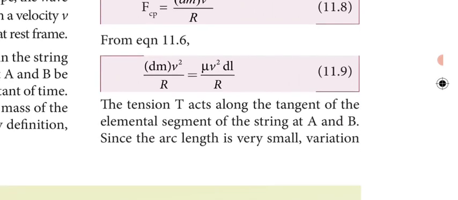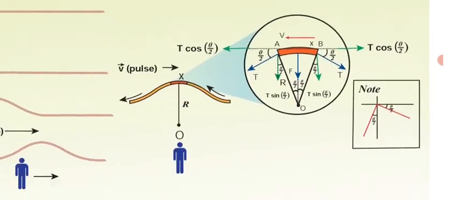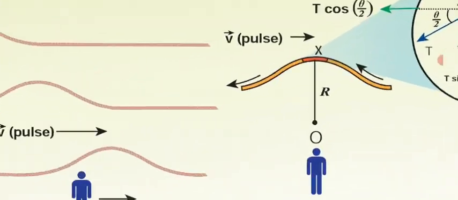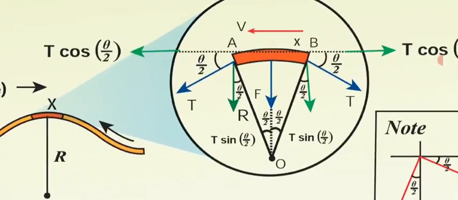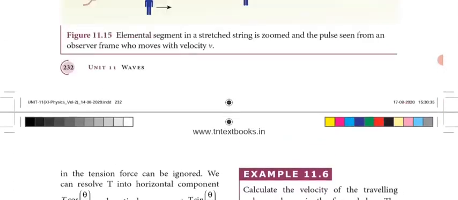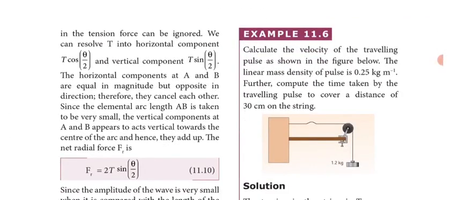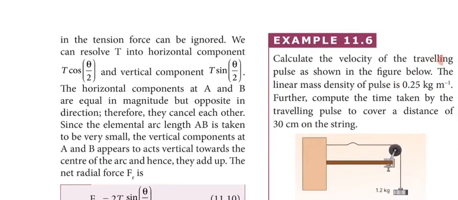The tension T acts along the tangent of the elemental segment of the string at A and B. The arc length is very small. The diagram shows the elemental segment in the stretched string zoomed in, and the pulse seen from an observer who moves with velocity v. Since the length is very small, the variation is negligible, and the tension force variation is also very small, so we are ignoring that.